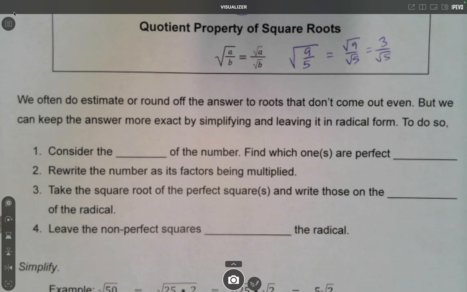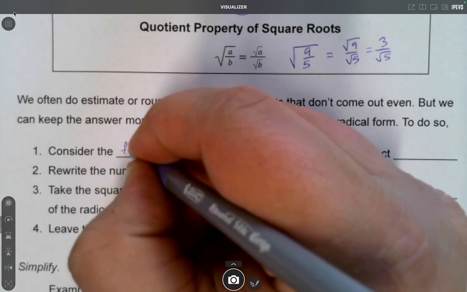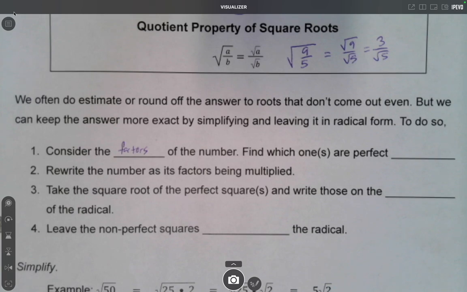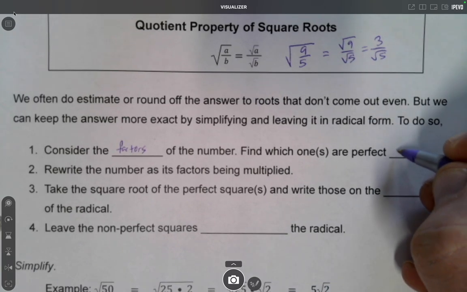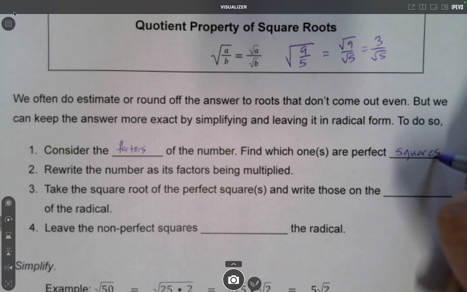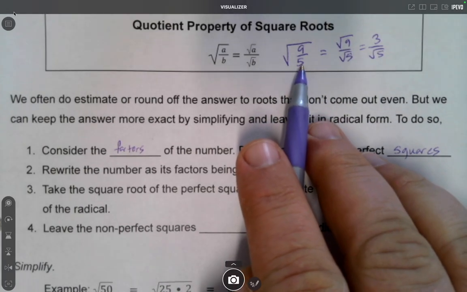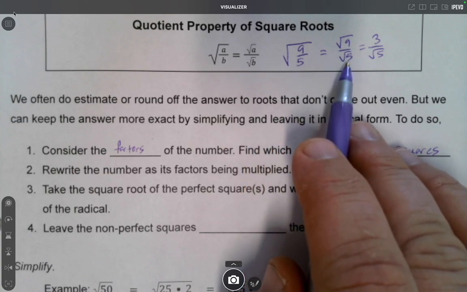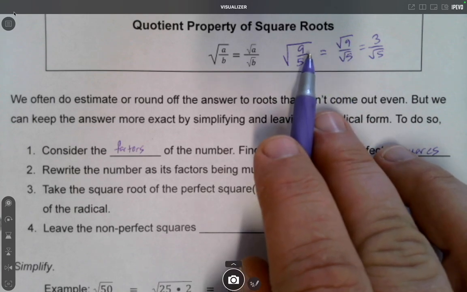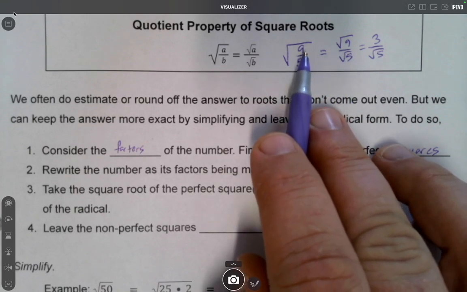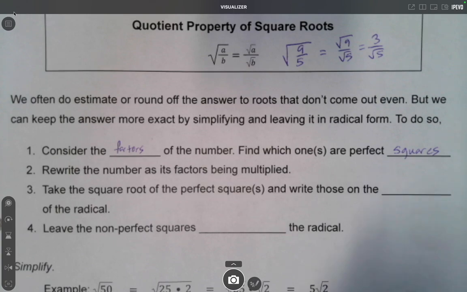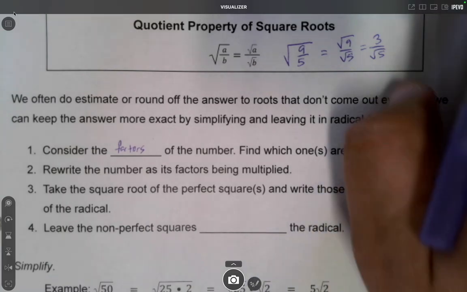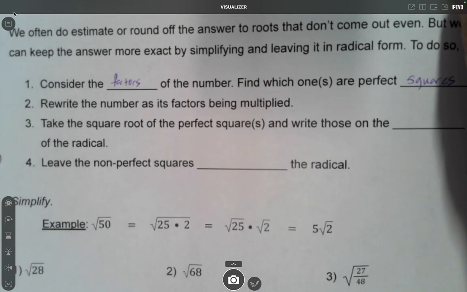So to simplify a radical, you need to first consider the factors of a number. In other words, what numbers can be multiplied that would equal this number. And you want to find the ones that are perfect squares. Because if you think like up here, the 5, we separated it, but we couldn't do anything more with the 5 here or here because we don't know the square root of 5. It's not a whole number. But the 9 is a perfect square because we can take the square root of it and get a whole number. So once you consider the factors of the number and find which ones are perfect squares, you rewrite the number as its factors being multiplied.